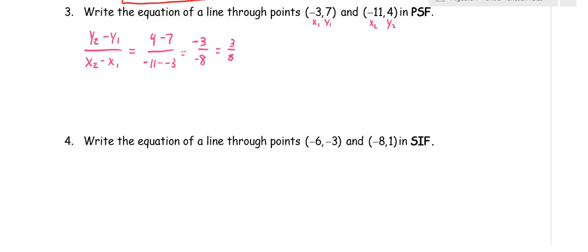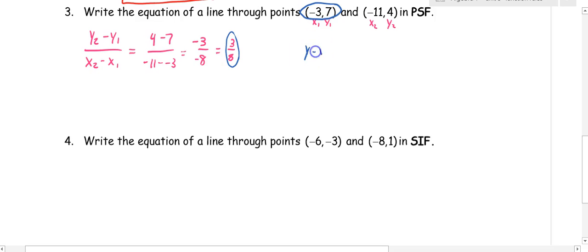So I'm going to use the slope of 3/8, and I'm going to pick the first point now, and I'm going to put my equation in point slope form. So point slope form is y minus y1 equals m times x minus x1. So we're going to have y minus 7 equals 3/8 times x plus 3.